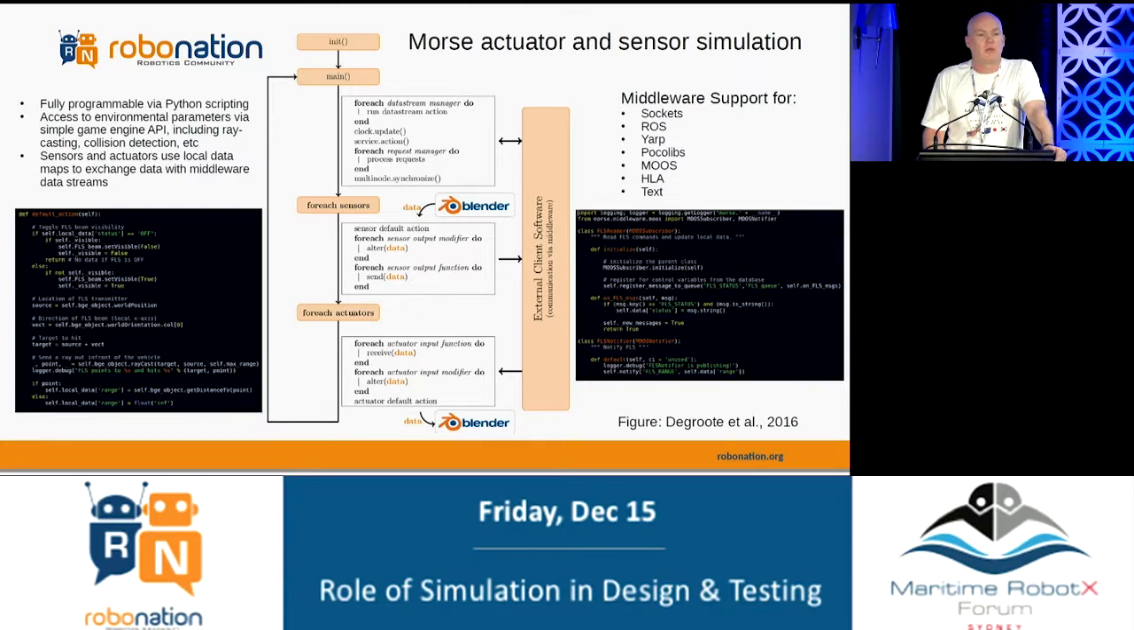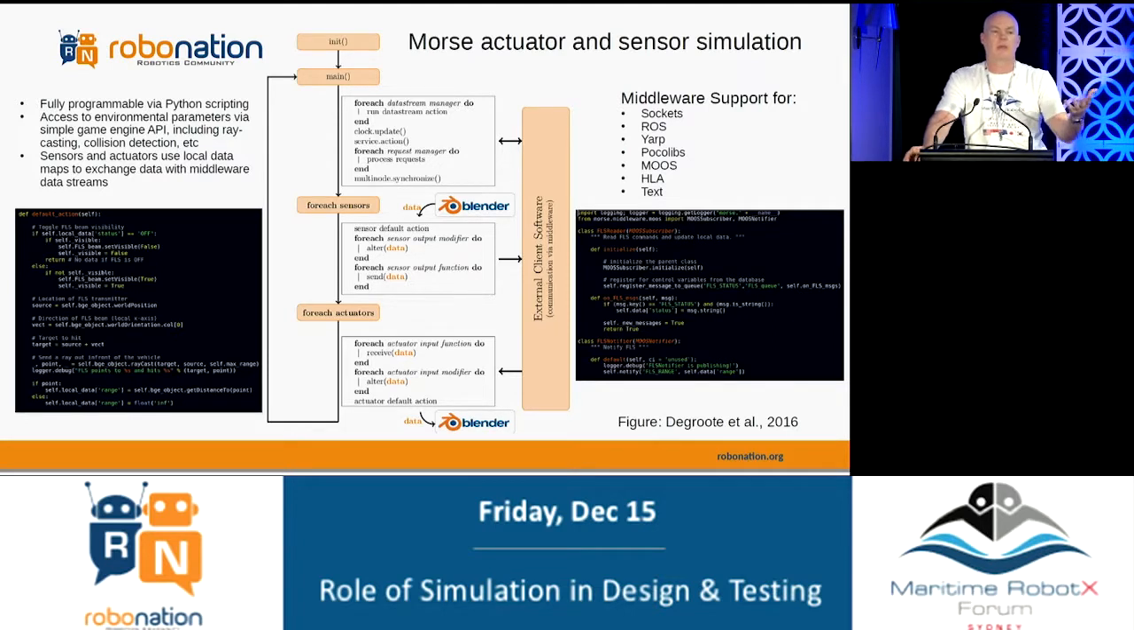The Blender game engine gives you the hooks to get in and run this loop. So there is a main which does some system level stuff. And then you get time slices, essentially, for each of the sensors and actuators. And I've got a little bit of example code there in Python. So essentially, on the left-hand side, you have the actual simulation going on.